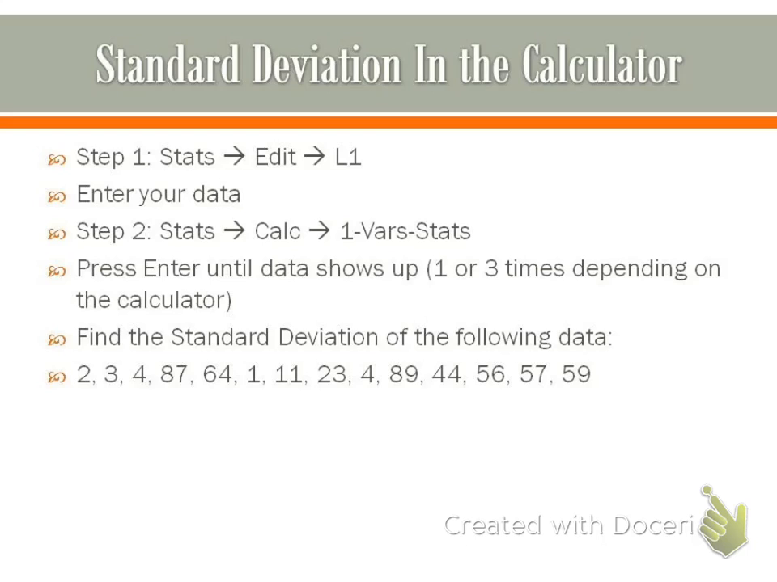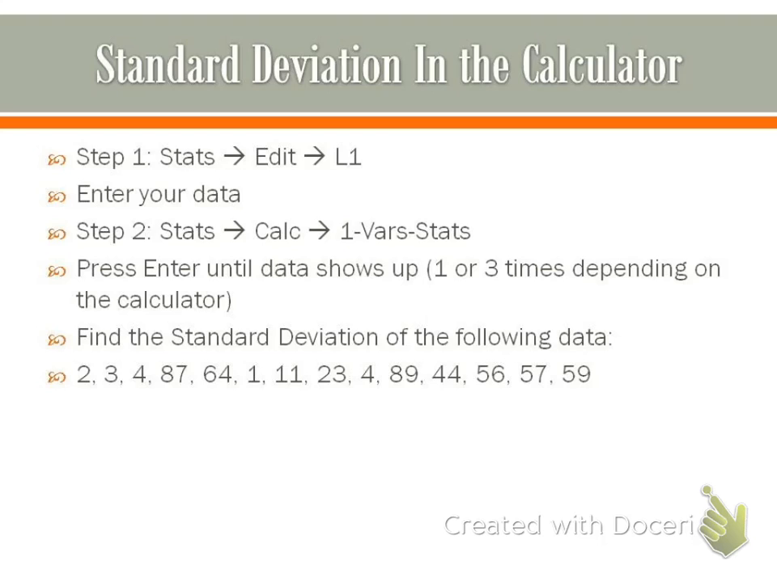Okay, so the standard deviation, the exact same steps that I just said. So Stat, Edit, L1, enter the data, so 2, 3, 4, 87, 64, 1, 11, 23, 4, 89, 44, 56, 57, and 59. Then we're going to go back to Stat, over to Calc, and do the 1-Var Stats. You're going to press Enter until the data shows up. It's either going to be 1 time or 3 times depending on the calculator.